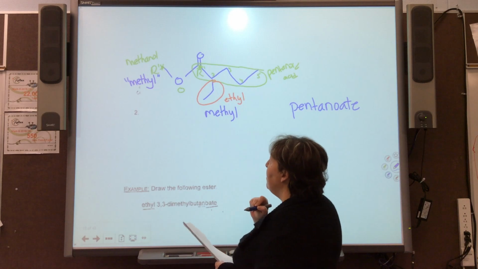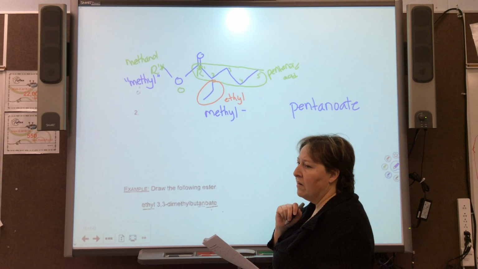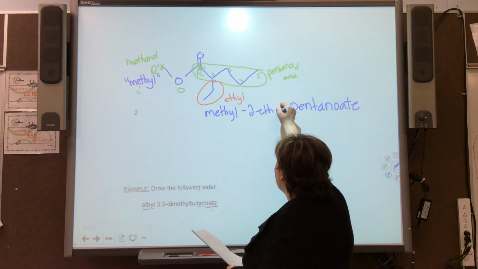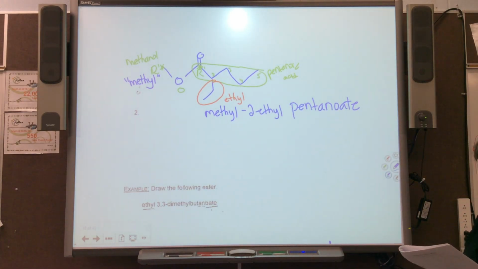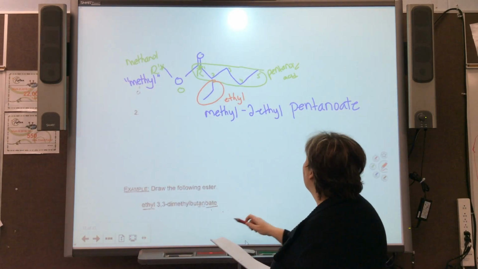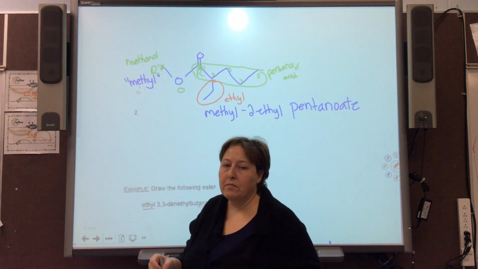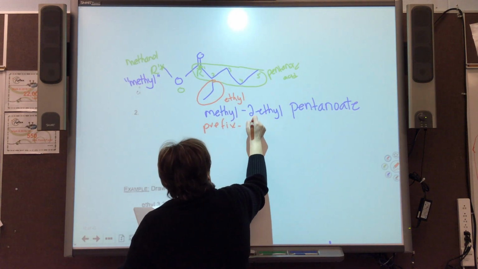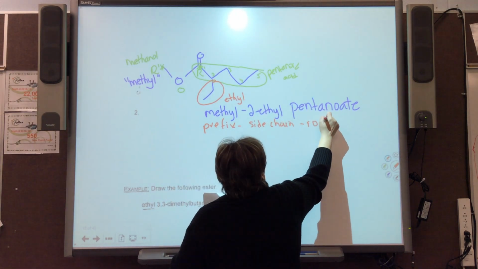Always start with your alcohol. Then where do we find our side chain? 2. Methyl 2-ethyl pentanoate. Why is it pentanoate, not pentanoic acid? Because it's an ester. It's an R, O, R prime pattern. Okay? So prefix, side chain, root.